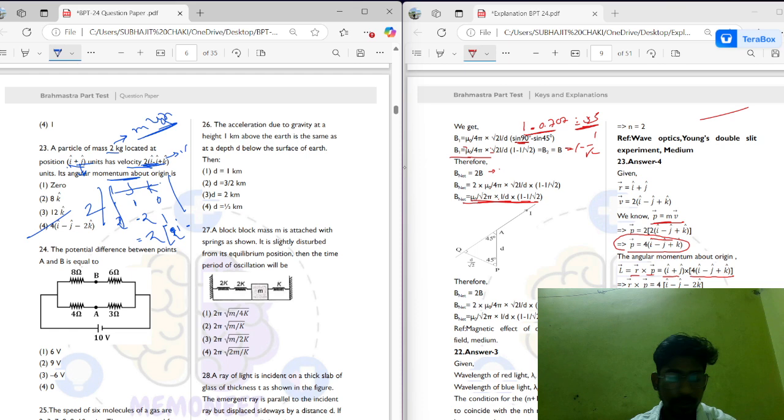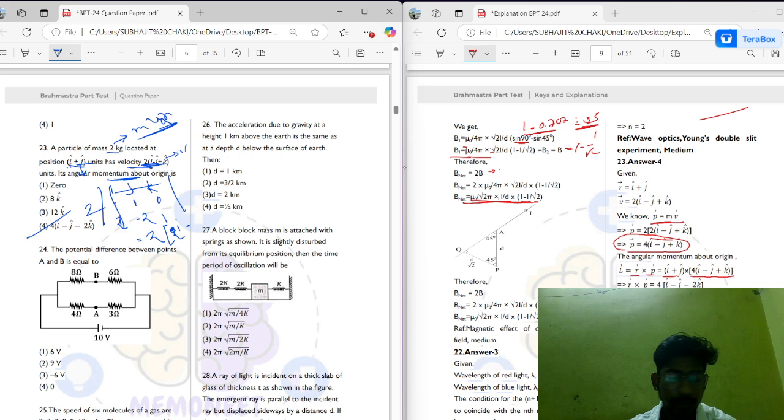The acceleration due to gravity at a height 1 kilometer above the earth is the same as at a depth d below the surface. Then find the value of d. For height, g' equals g into (1 minus 2h by R). For depth, g'' equals g into (1 minus d by R), right? So if you do this, g' by g'' equals 1 minus 2h by R, meaning 2 into 1 kilometer by R, and this 1 minus d by R, right?